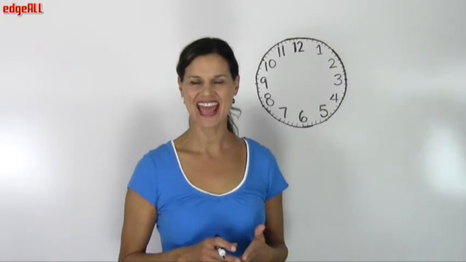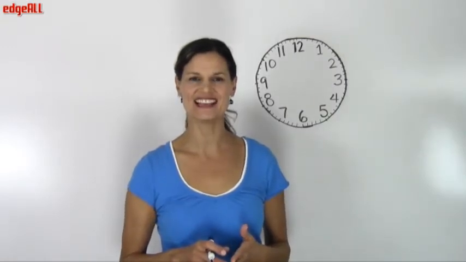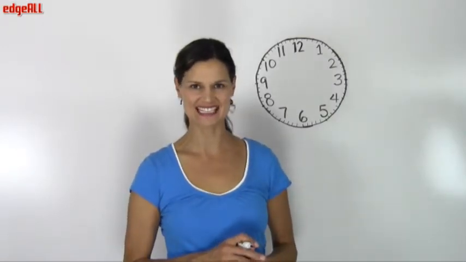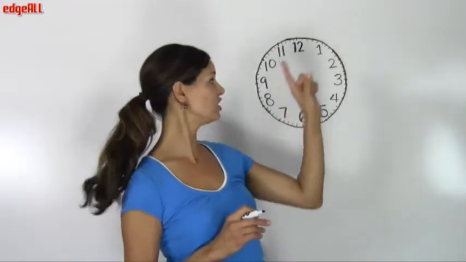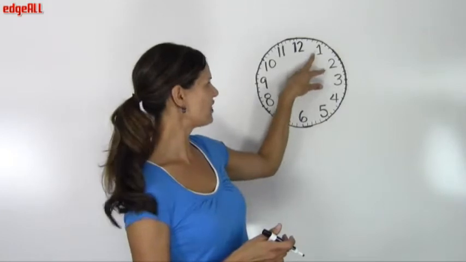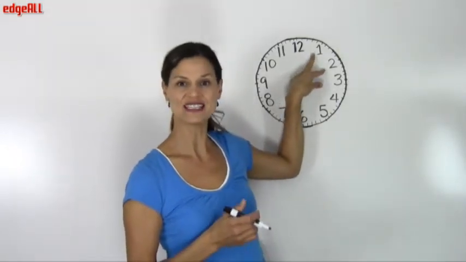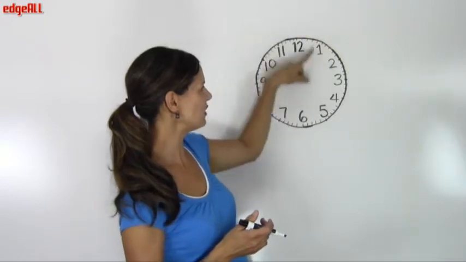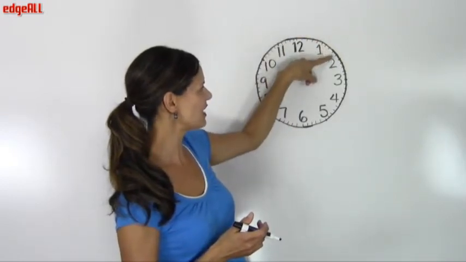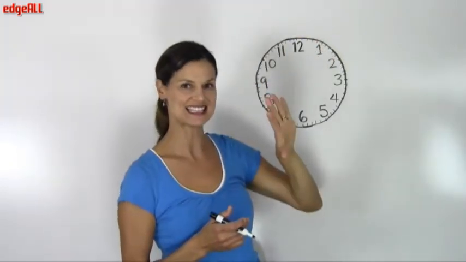The next hand that we are going to look at is called the minute hand. The minute hand is a longer hand that makes a full circle every hour. Between each number on the clock are 5 spaces. So between the 1 and 2, for example, there are 1, 2, 3, 4, 5 spaces.